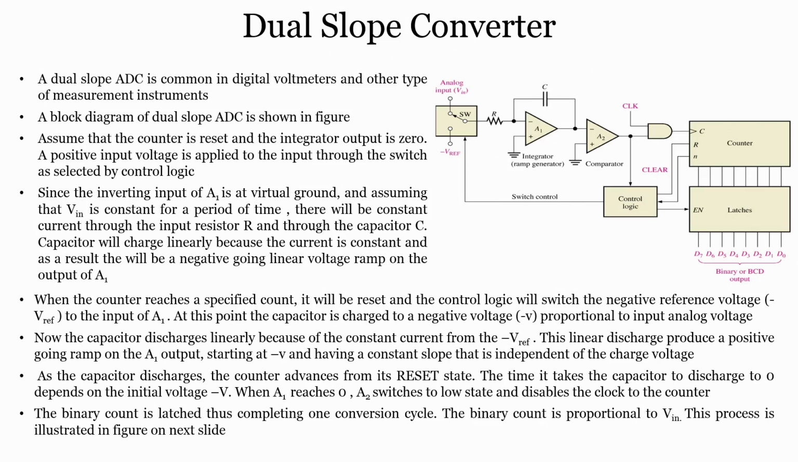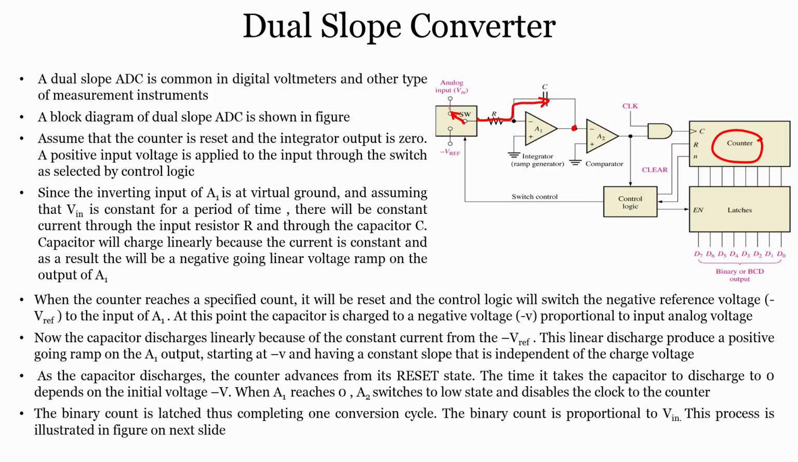Assume that the counter is reset and the integrator output is 0. So, a positive input voltage is applied to the input through the switch. Here we are connecting the switch to the positive input voltage, and since the inverting input of A1 is at virtual ground, and assuming that Vin is constant for a period of time, there will be a constant current through the input resistor and through the capacitor.